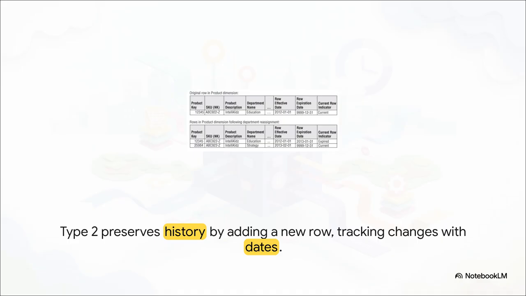So, obviously, destroying history is not a great long-term plan. That brings us to Type 2, which is by far the most common and robust solution. The big idea here? Instead of overwriting, you just add a new row. Okay, now check this out. The original education row isn't deleted. Instead, it gets an end date, and its status is flipped to expired. Then, a brand new row is created for the strategy department, with a new start date and a flag that says, hey, this is the current one. What's the result? Perfect historical accuracy. You know exactly what department this product was in and for what period of time. This is the absolute gold standard.